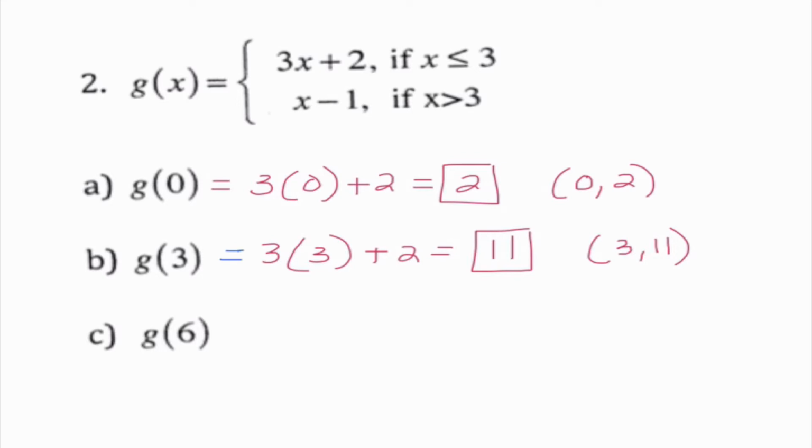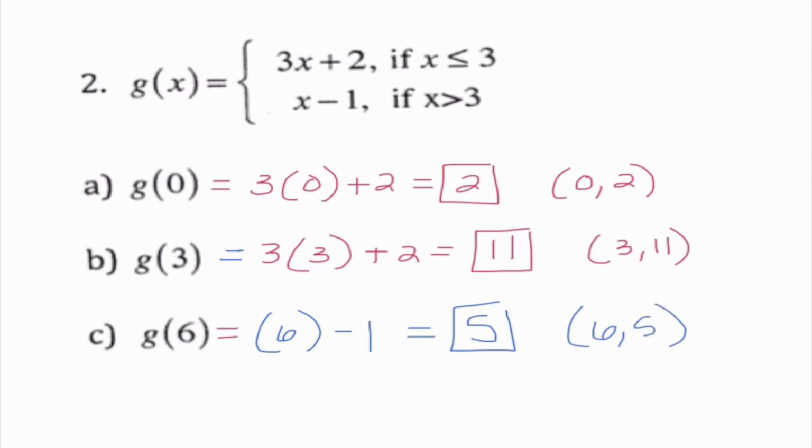And lastly, g of 6. I know 6 is greater than 3, so I'm going to go ahead and use that bottom equation and do 6 minus 1, which is 5. So that would give me an ordered pair of 6, 5. Okay, so this is what we do whenever we evaluate the particular piecewise functions.